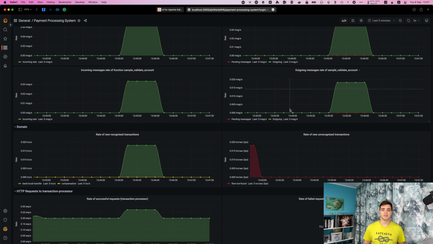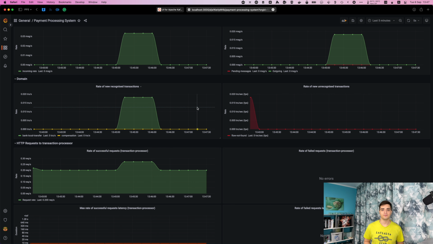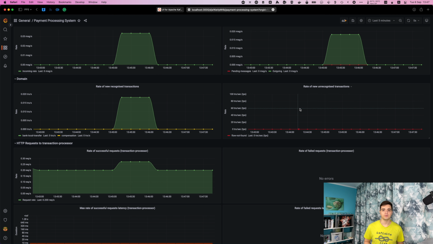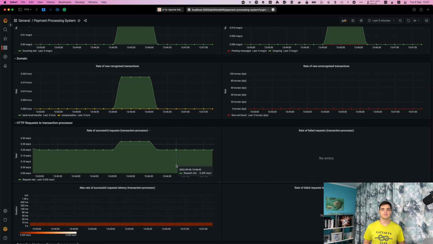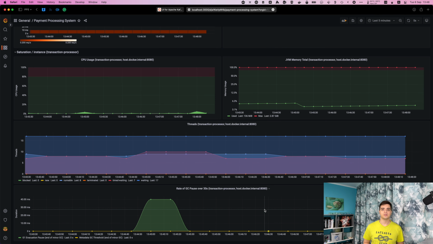Also, the system exposes the rate of newly recognized transactions, the transactions with the relevant flow, and the rate of recently rejected transactions, because there was no flow for them. Below are several request-related metrics, including the rate of successful requests, rate of errors, and heat maps for the latency. Also, we implemented a few saturation metrics that show hardware load and technology-related data.